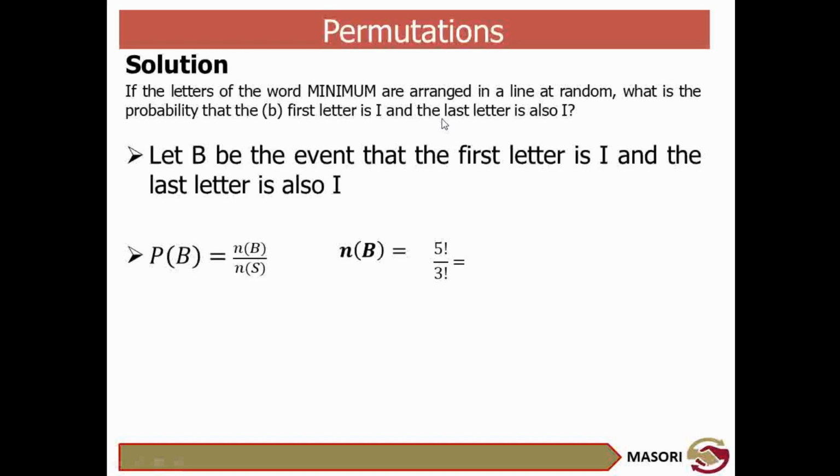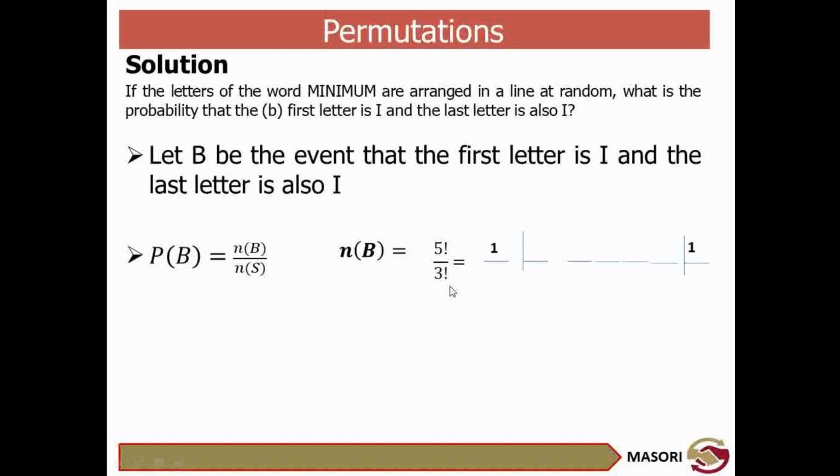Here we are letting B be the event that the first letter is I and the last letter is I. So the probability of observing the first letter being I and the last letter being I will be NB over NS. Now our NB, we are saying, is 5 factorial divided by 3 factorial. To show how we are coming to this, let's put the dashes and then demarcate. We know the first letter must be I and the last letter must be I. If we are fixing these letters, then each can only be arranged in one way. So we are putting 1 there and 1 at the far end.